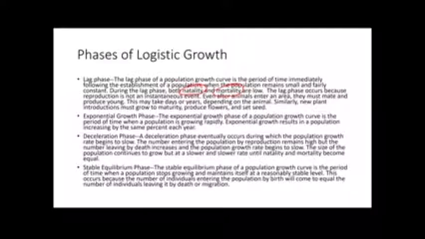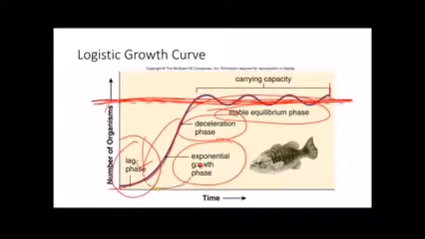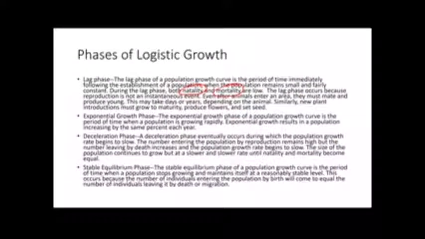Then we've got exponential growth. Notice that the slope of the whole curve is highest during the exponential growth phase. So the exponential growth phase is the period of time when a population is growing rapidly. Exponential growth results in a population increasing by the same percentage every year because during that exponential growth stage, R max is essentially constant.